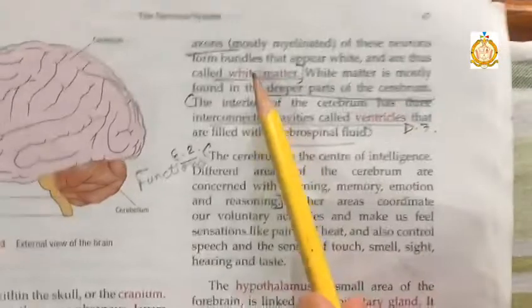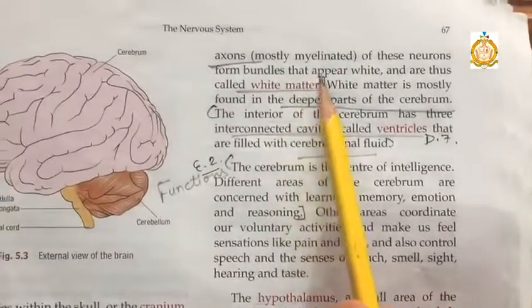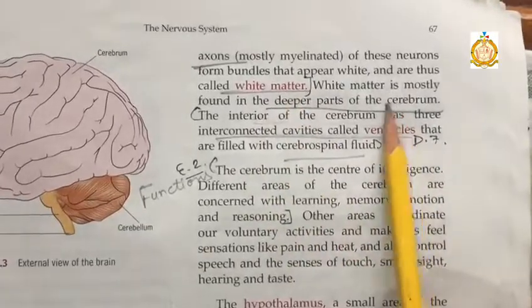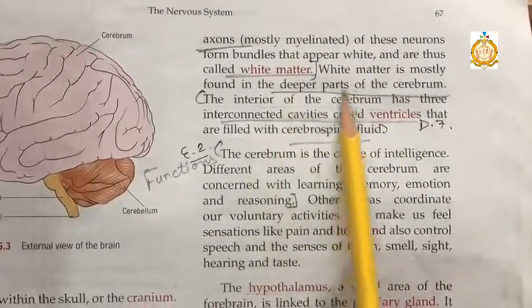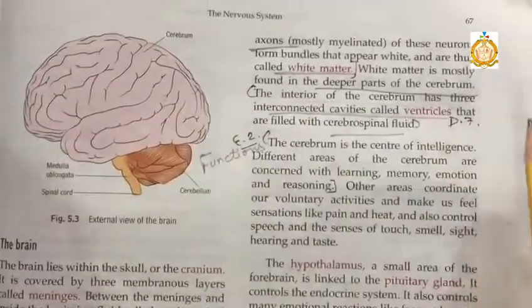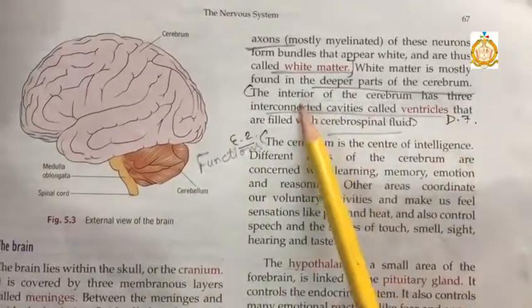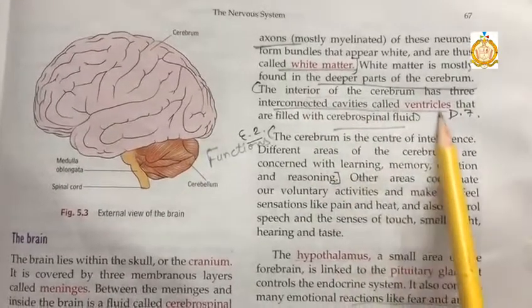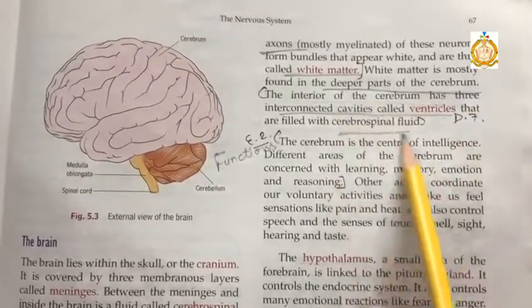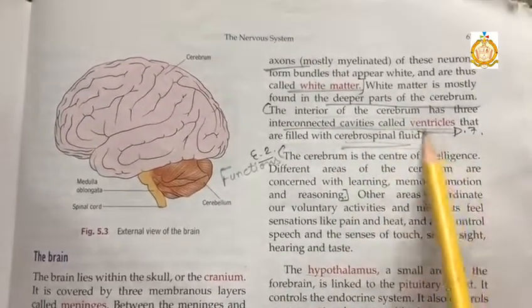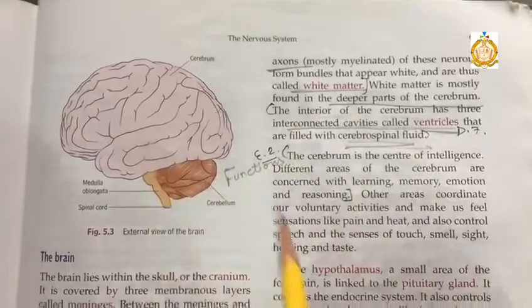Next thing is that the axons of most neurons form bundles which appear white in color and thus are called white matter. The white matter is mostly found in the deeper parts of the cerebrum, in the lower parts. The interior of the cerebrum has three interconnected cavities called ventricles, and they are filled with the cerebrospinal fluid. So cerebrospinal fluid is present in the ventricles of the brain.